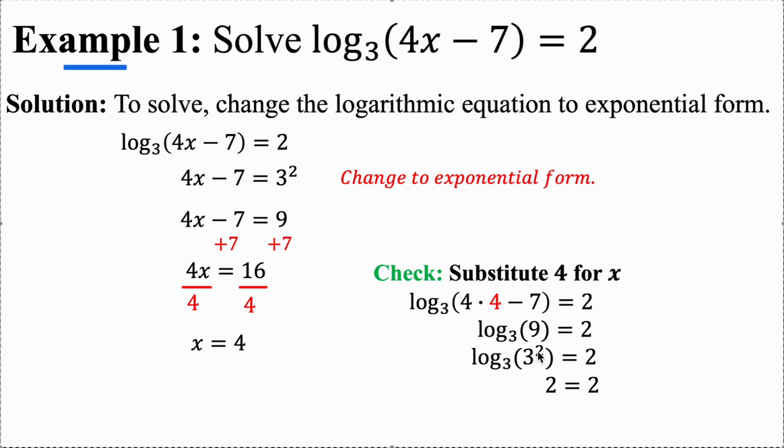Or you can use a calculator. Convert this into exponential form, which would be written as 3 squared is equal to 9. And we know that 3 squared equals 9. So in this case, that satisfies the condition. So that means x equals 4 is a solution to example 1.